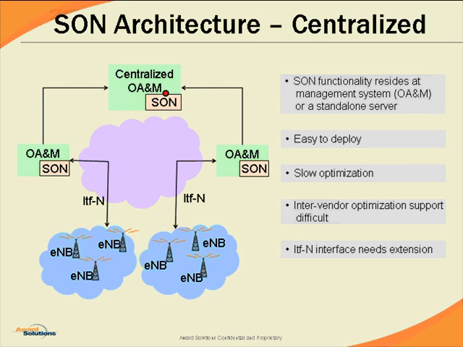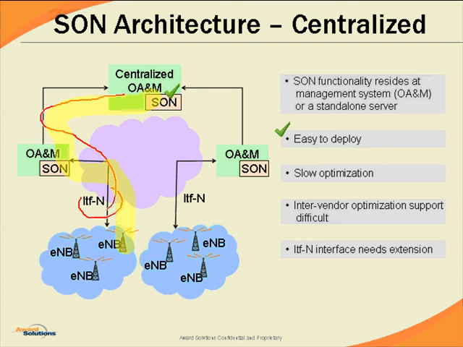Now, in this example, our Itf-N interface between eNodeB and O&M needs extension, because now the eNodeB has to effectively talk to the centralized entity. So now we need to expand this Itf-N so that we can reach this centralized SON entity. Now the good thing about this architecture is that we have very easy deployment. We have to just put software inside that SON entity, some kind of server, and now we can implement that feature for all the eNodeBs owned by that operator. So very, very easy to deploy.